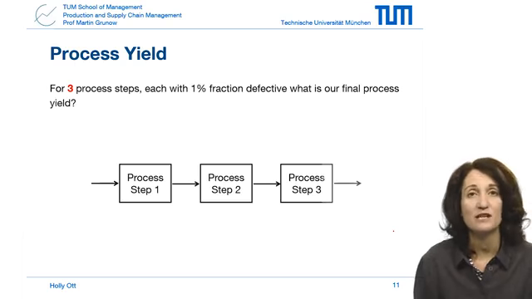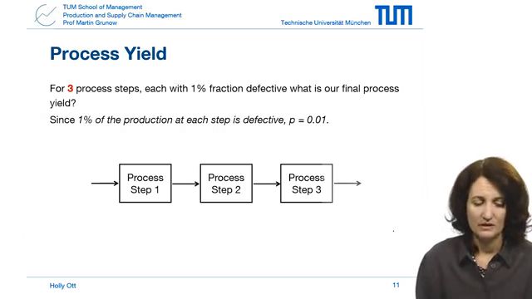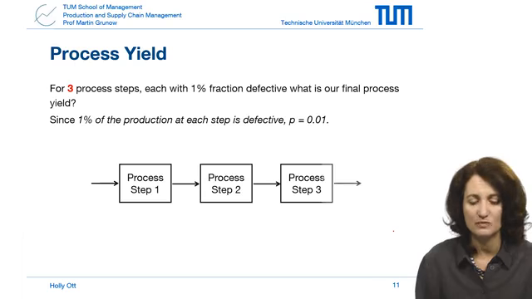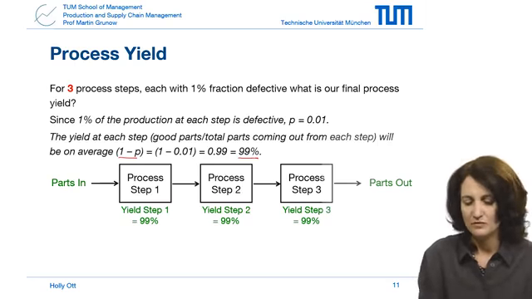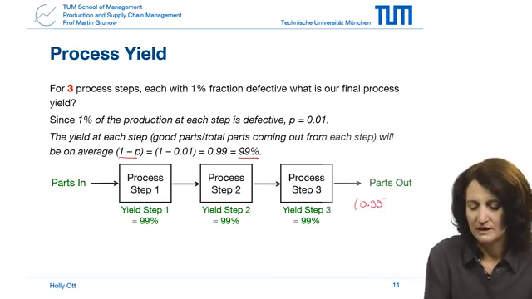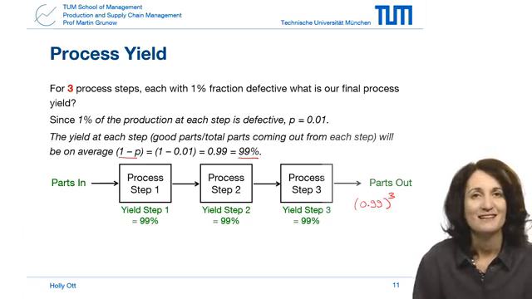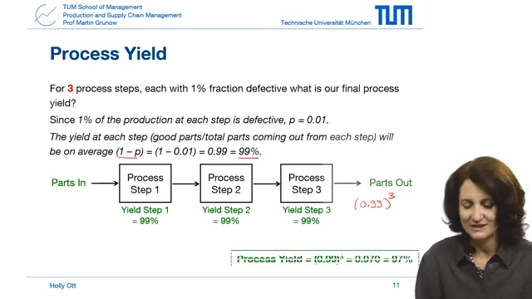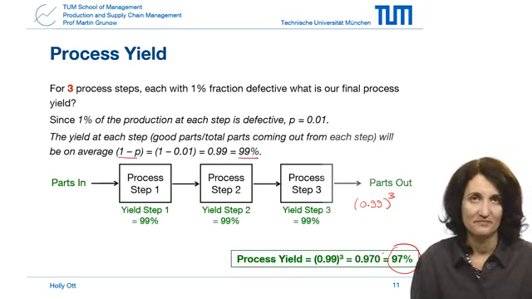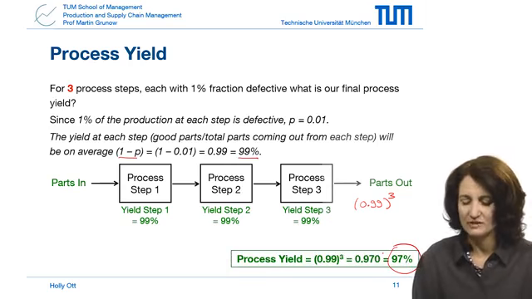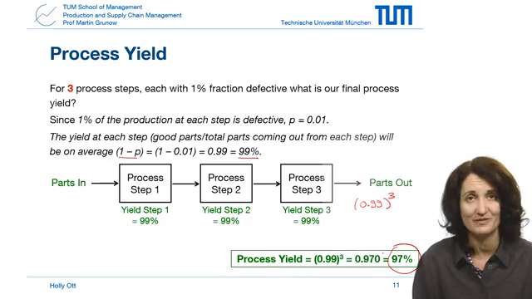Let's do another example. Here we have a 3 process step with a fraction defective at each process step of 1%. So, since 1% of the production of each process step is defective, P is equal to 0.01. And the yield, again, we're going to have at each process step is 1 minus P, or 99%. So we calculate this as 0.99 to the power of 3. And what do we get here for our overall process yield? Much better, right? 97%, better than 90%. Process yield at each step, where we only got 73% out, now we have 97% out.